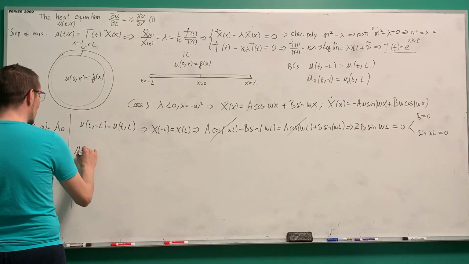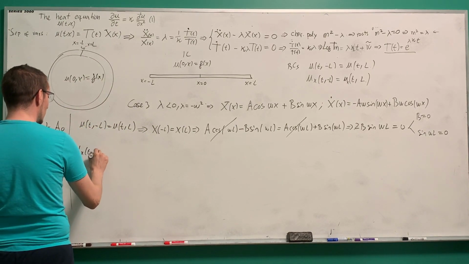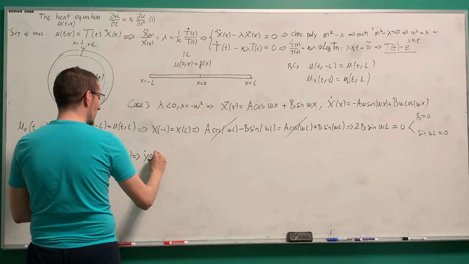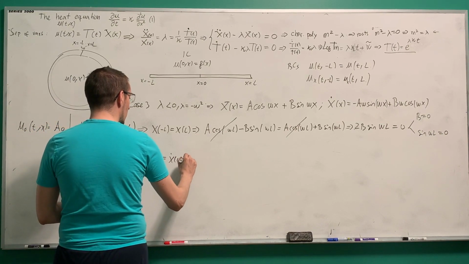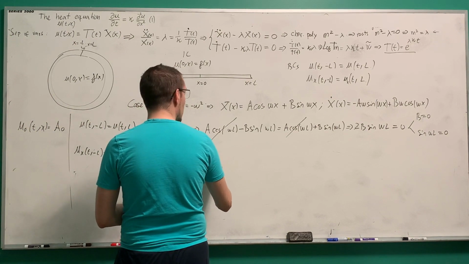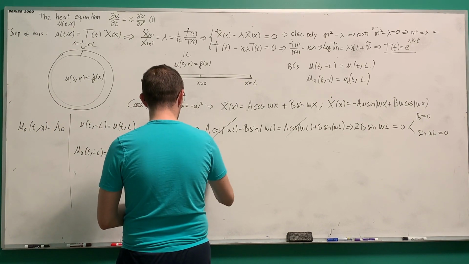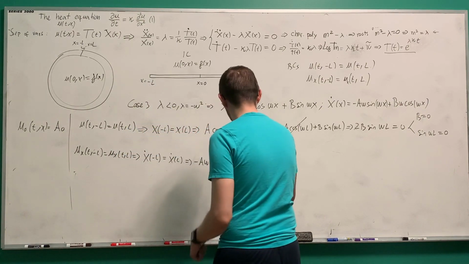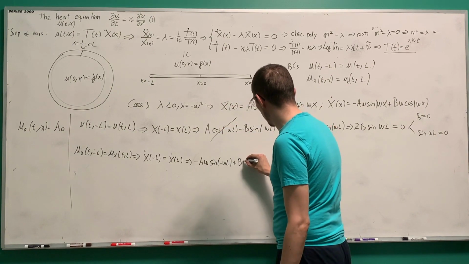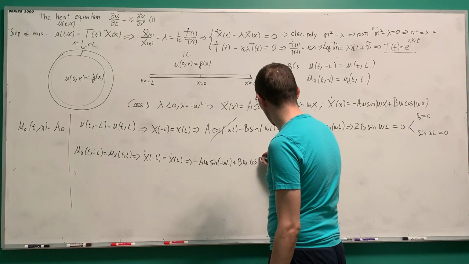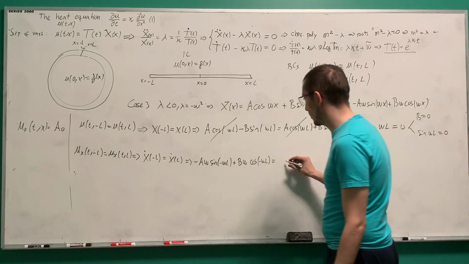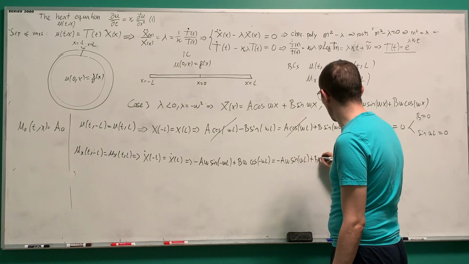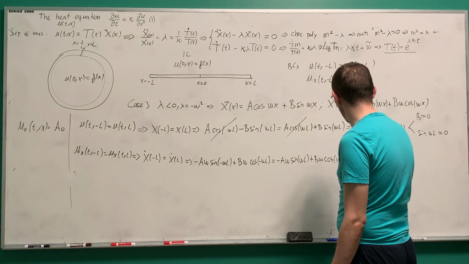The other condition tells me that u derivative at minus L equals u derivative at L. So again, that means x dot minus L equals x dot L. Alright, so that means that minus a omega sine minus omega L plus b omega cosine of minus omega L is equal to minus a omega sine omega L plus b omega cosine omega L.